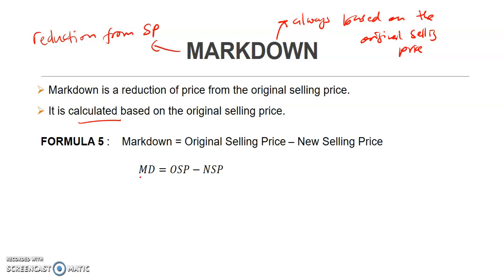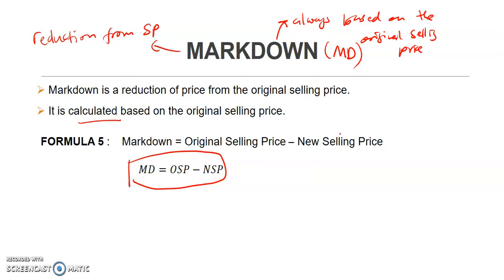Okay, so the formula to find the amount of markdown is the original selling price minus the new selling price. So MD equals OSP minus NSP. MD is the amount of markdown. OSP is the original selling price. NSP is the new selling price.